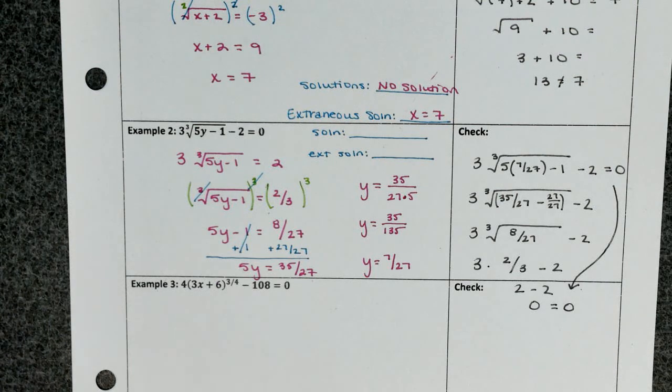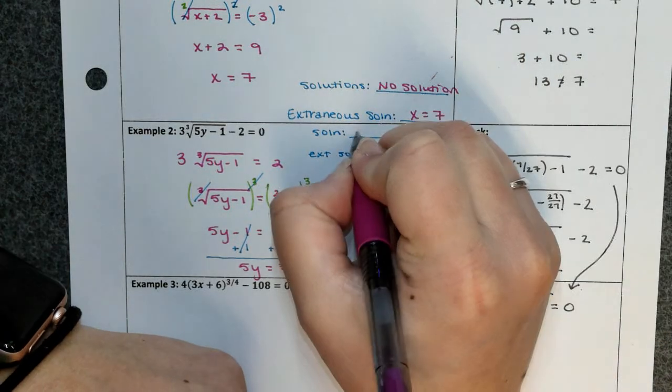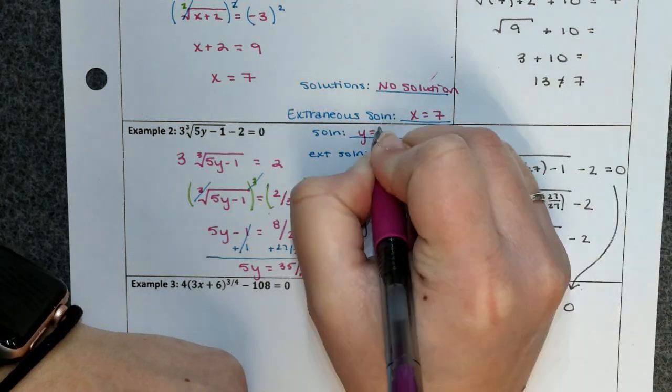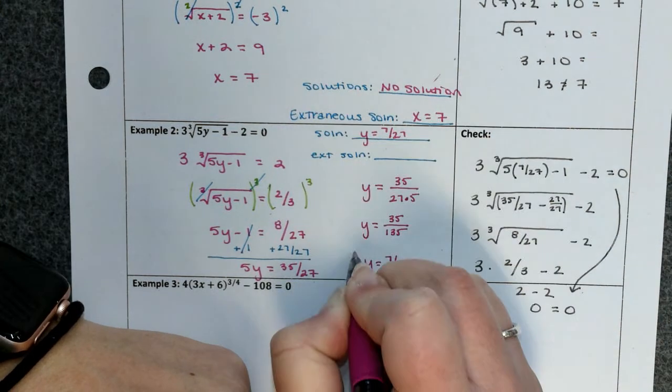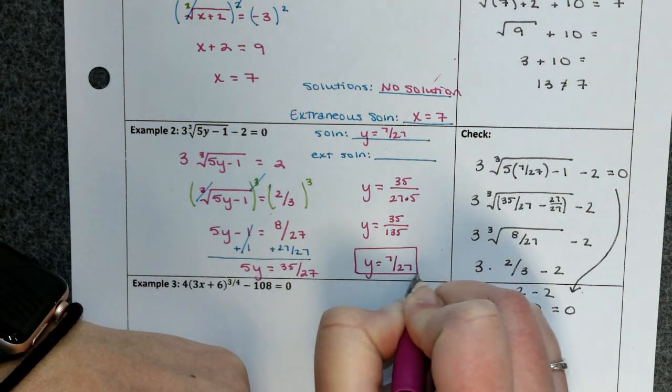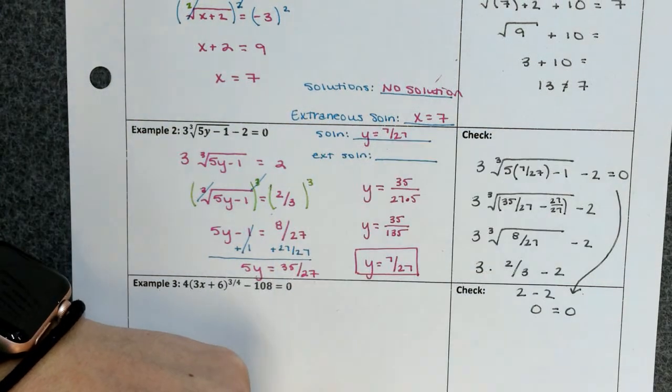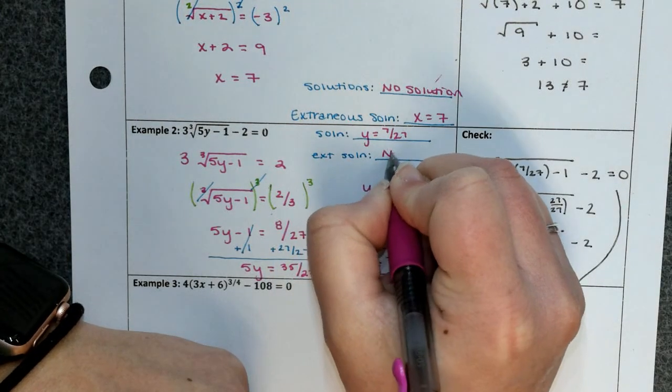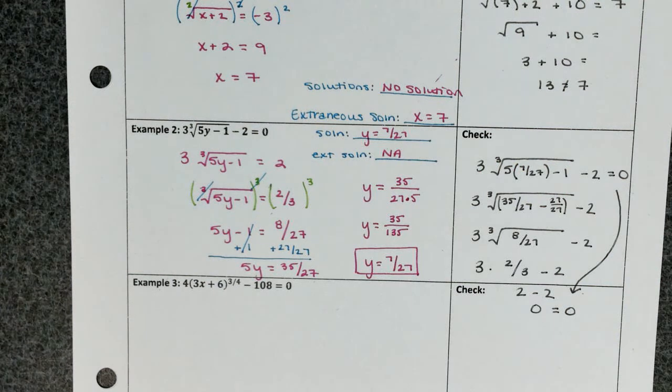So is this going to be a solution or an extraneous solution? This is a solution. So we're going to write y equals 7 over 27. That's the solution that we got. Right there. We're going to write it under a solution. And for the extraneous, we're just going to write NA, not available.